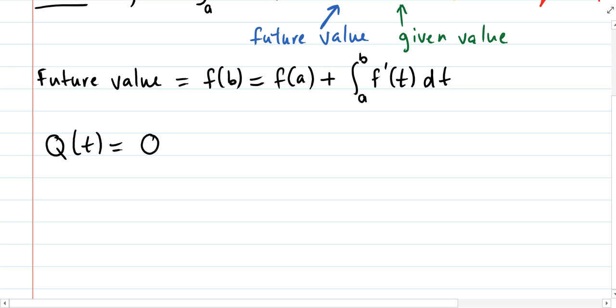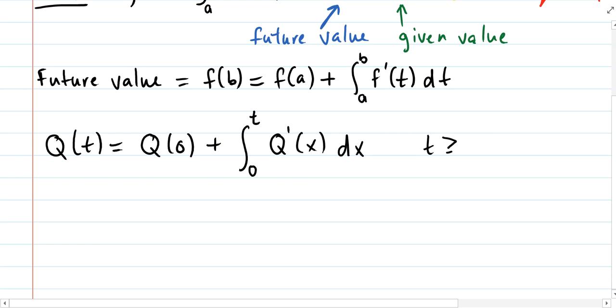And if we're given some initial value for it, if we add the net change, how much it has changed over that time period, we'll have the future value. But this is more generic. This is particularly for initial value problems. If we start at 0 and we integrate to some future time t, and we integrate the rate of change of q, which is the derivative of q, and for these problems, t is greater than or equal to 0, so we're starting with an initial value.